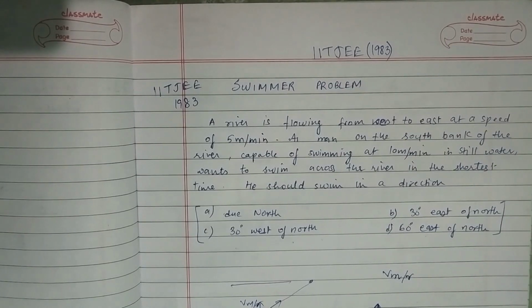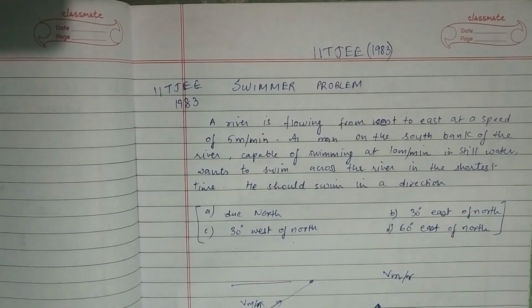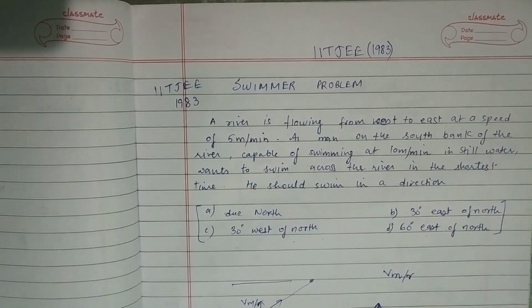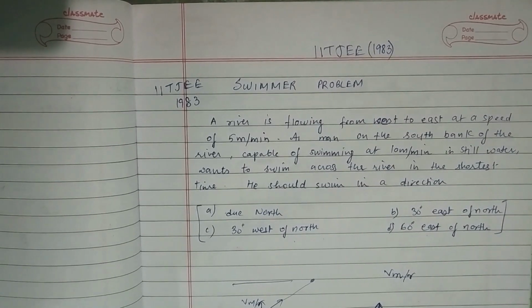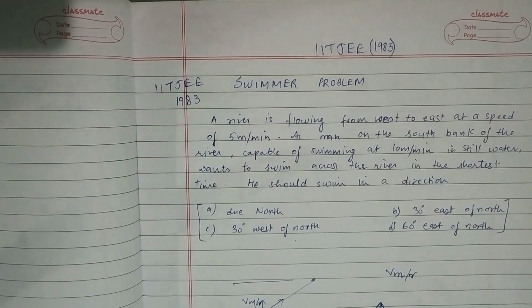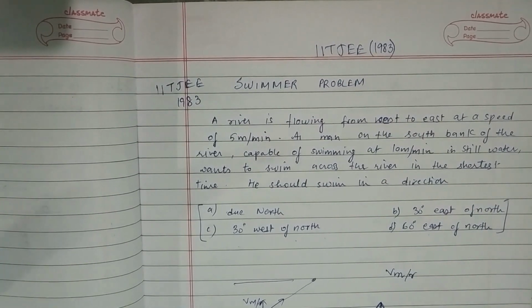Hi, in this video we are going to discuss the swimmer problem which came in IIT JEE 1983, in which the velocity of river is 5 meter per minute and there is a man who is trying to cross the river with a speed of 10 meter per minute in shortest time. Now this speed is given with respect to still water. The question is in which direction he should swim to cross the river in the minimum time.